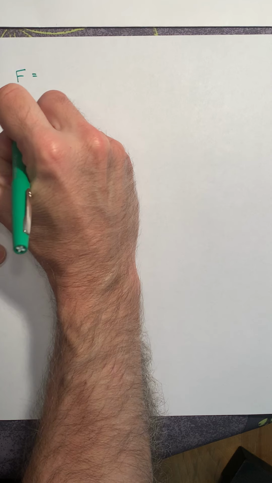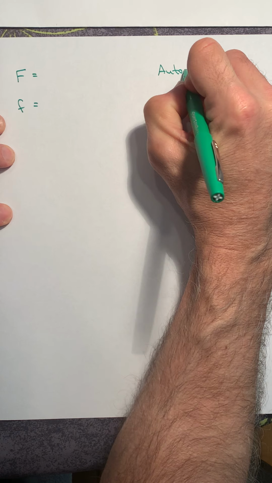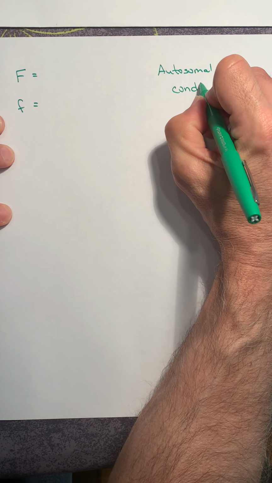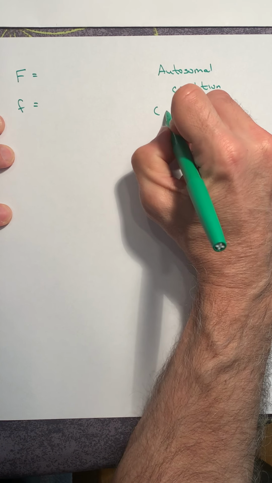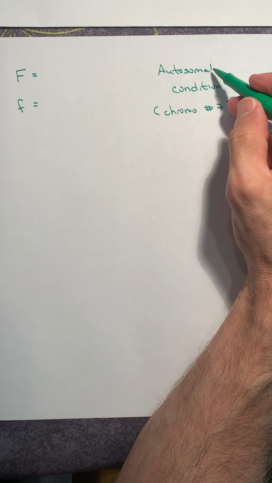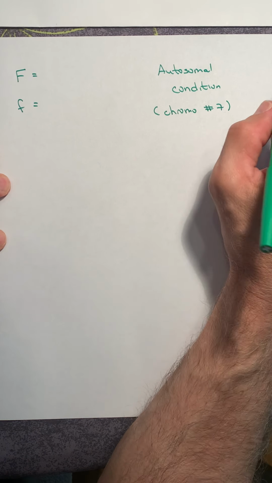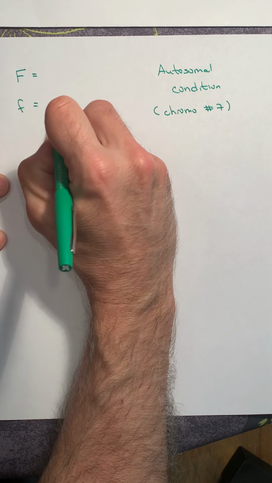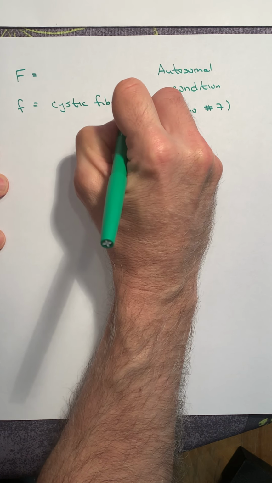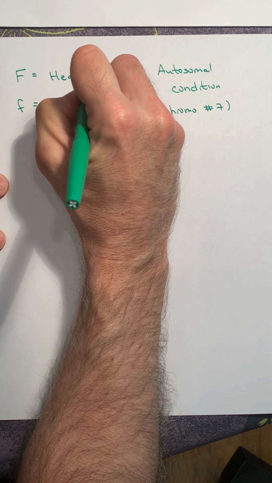So let's tackle cystic fibrosis. Cystic fibrosis is an autosomal condition. Autosomal meaning it's carried on one of the chromosomes 1 through 22. This one is actually carried on chromosome number 7. Okay, so it's autosomal because it's carried on number 7, and it's an autosomal recessive condition, which means that your lowercase f is your allele for cystic fibrosis. Whereas your capital F, then, this individual is healthy.